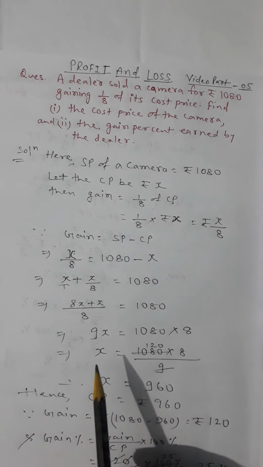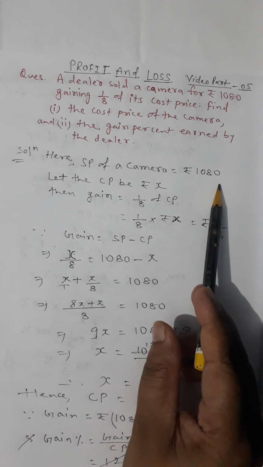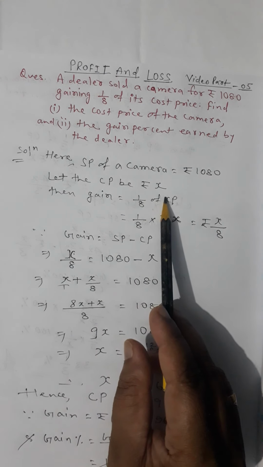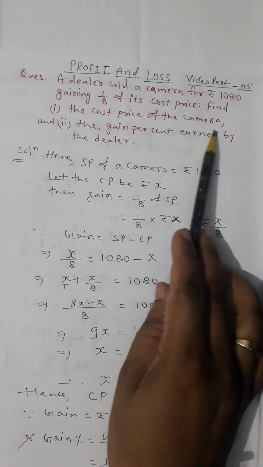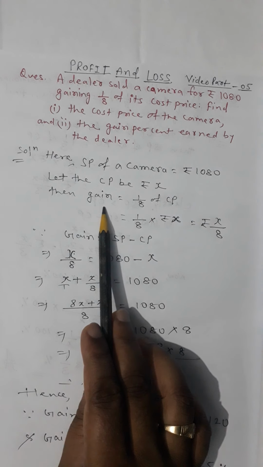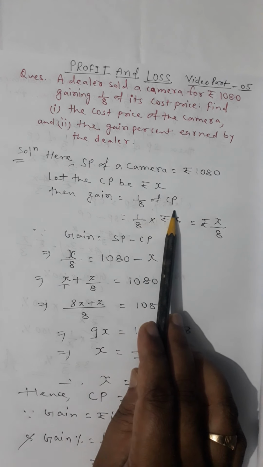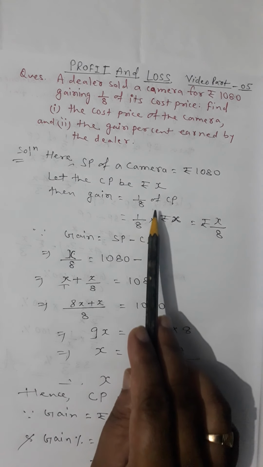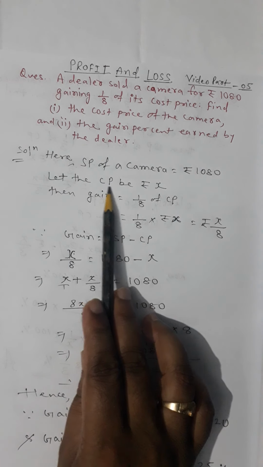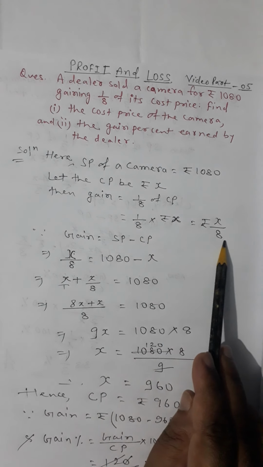Okay dear, first of all here the SP of the camera is given, rupees 1080, and let the CP be rupees X because we have to find out the cost price of the camera. So let the cost price of the camera be X. Then according to the question, gain equal to 1 by 8 of cost price. So 1 by 8 of means multiply, and rupees X because we let the cost price be X. Then it becomes X by 8 rupees.